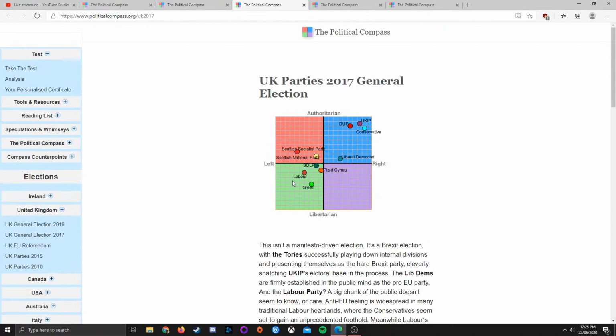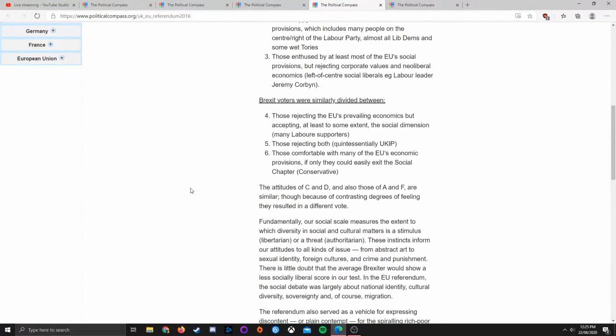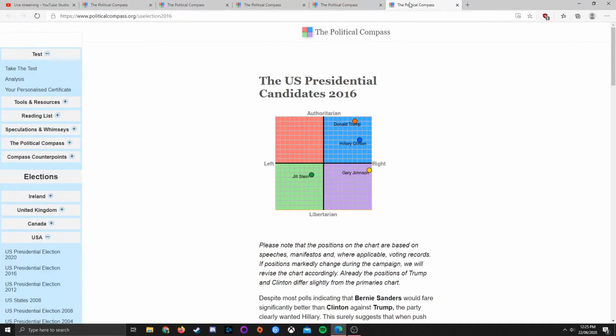On 2017, that's a wee bit smaller, and you can see on the authoritarian libertarian scale there's a wee bit of change. So the SNP were actually a bit more up in 2017 on the authoritarian scale. The Scottish Socialist Party, they're not on here, I don't think so. And the SDLP still there, Plaid Cymru, Labour, Green, Lib Dems, Conservative, UKIP, DUP, they've not changed too much. EU referendum, right, I won't go into that one. You can probably read about that one yourself if you want.